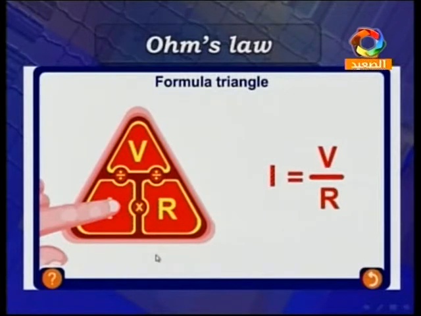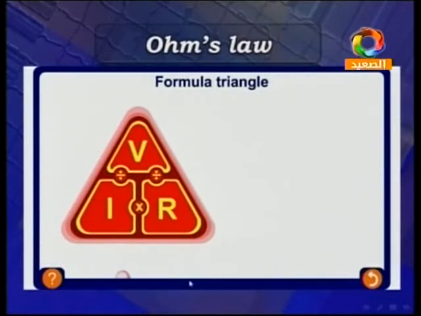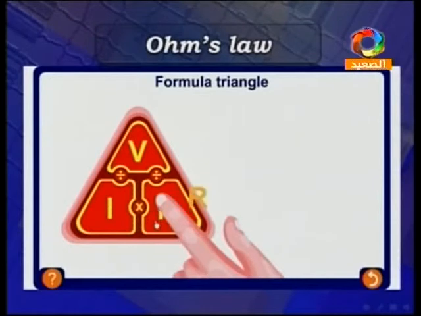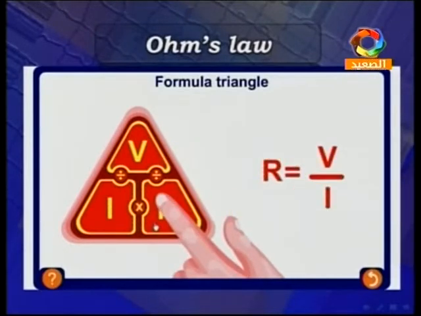Concentrate very well here, because if you replace any symbol with another one, it is completely wrong. Why? Because V equals I times R, and here we have R. If you need to calculate R, it is V divided by I. It is very easy to do this, because this is the mathematical formula of Ohm's law.